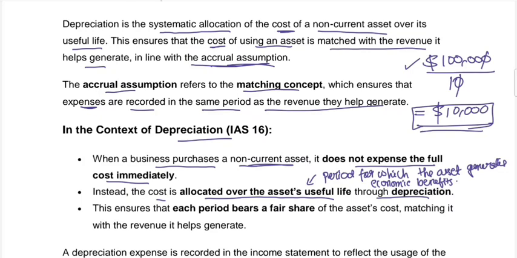Because why are we taking this charge? Because we are matching it with the revenue it helped us generate every single year. So this ensures that each period bears a fair share of the asset's cost, matching it with the revenue it helps generate. All right, I hope that is clear.